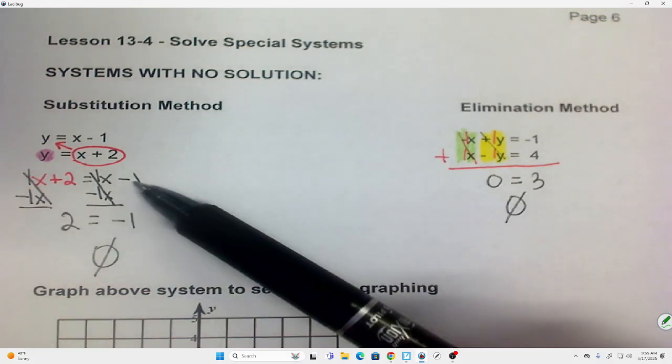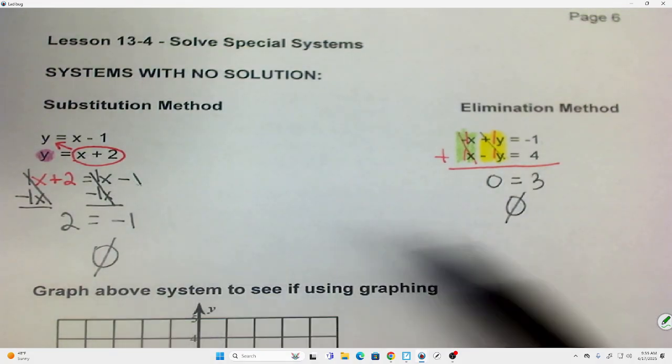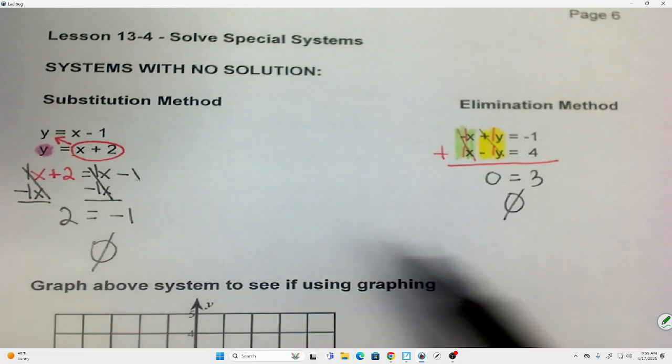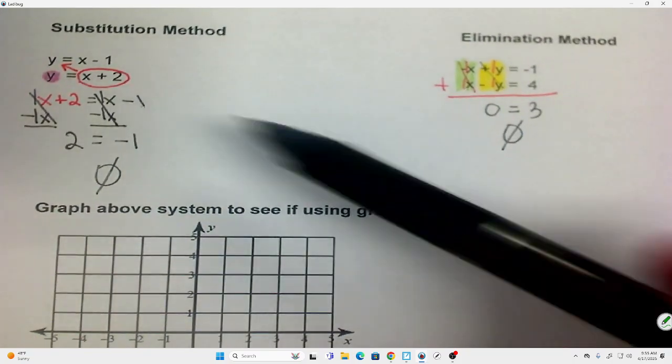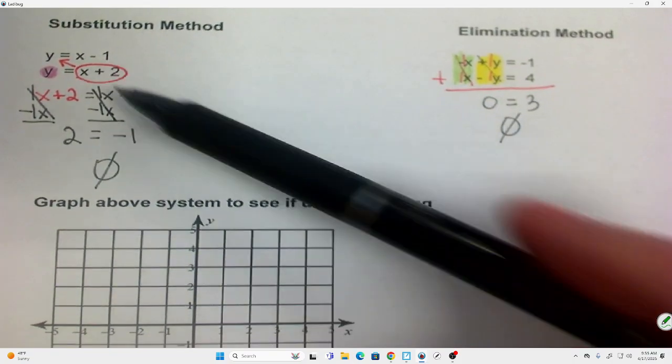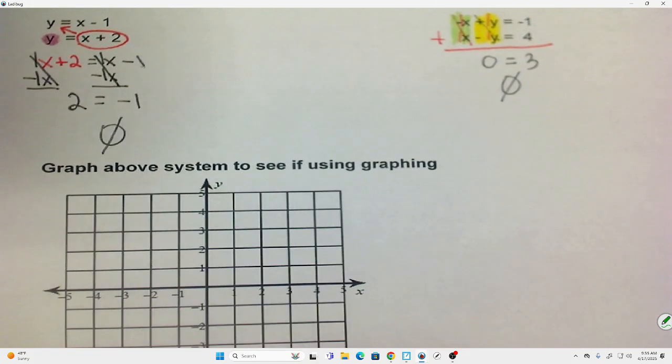We've handled the substitution method for no solution. We've handled the elimination method for no solution. It's very similar. When the variables go away and you have a fake statement, it's no solution. You're used to that. But what about the graphing? Let's graph these two equations on this graph right here, and let's see what a no solution looks like when we graph them.